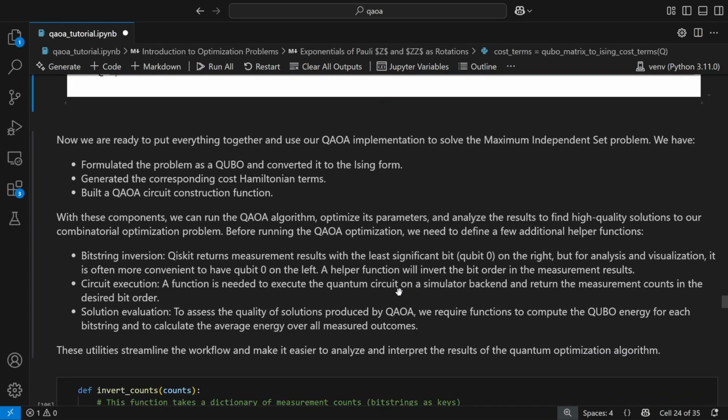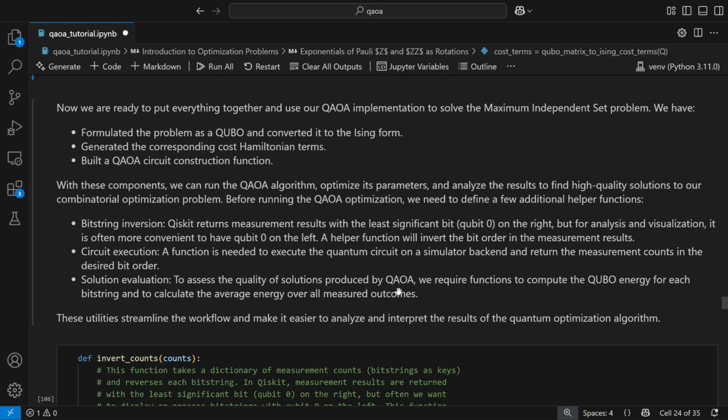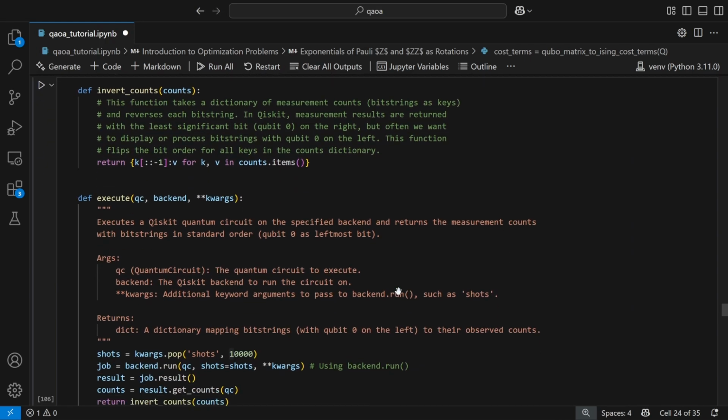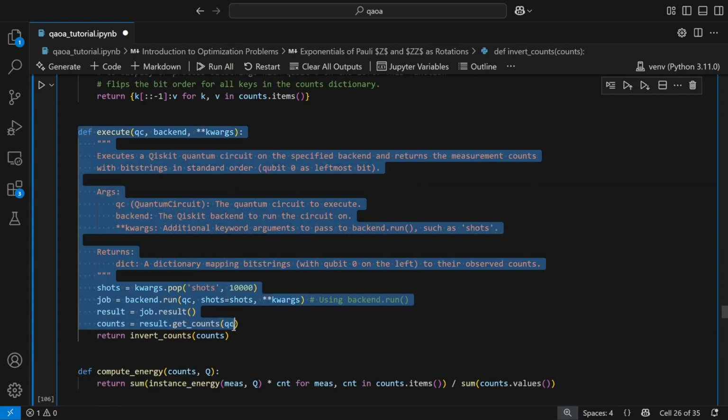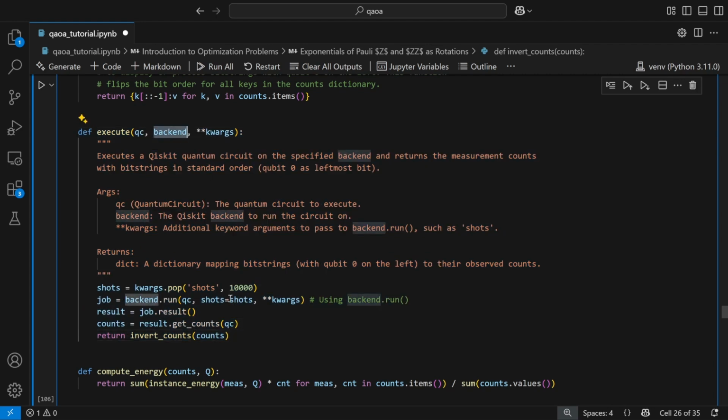So now we're just going to do a few other things before running the QAOA. The first thing is that in Qiskit, in the bit strings that are returned, qubit 0 is at the end of the bit string. So we're going to invert it so that the first bit is qubit 0. And this is a simple execute function, which is removed in recent versions of Qiskit. Using a backend, we just run the circuit with a number of shots and other parameters and return the inverted bit strings and their counts.